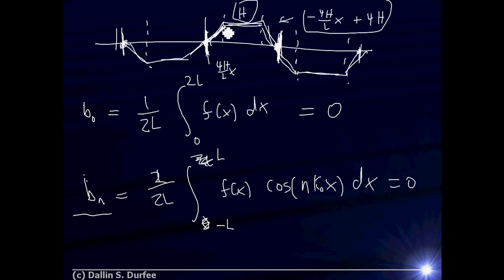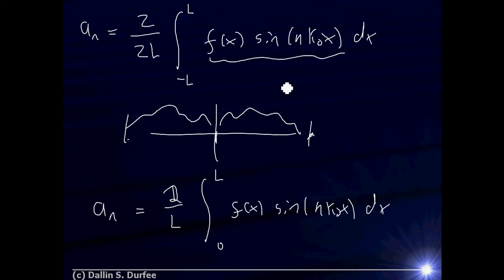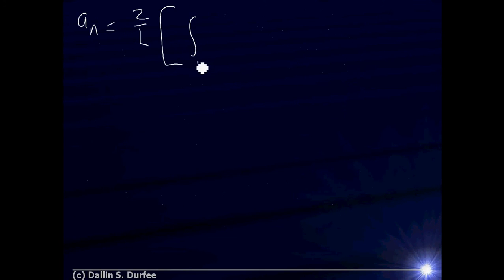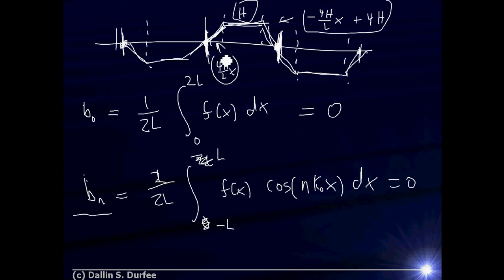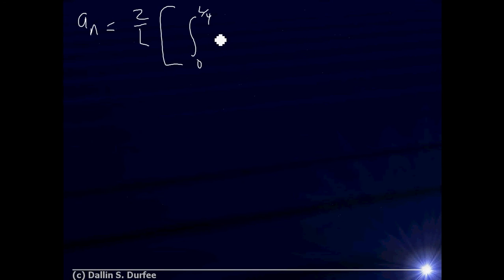This is what the function looks like here, and this is what the function looks like here. So I'll break my integral up into 3 parts. I'll integrate from 0 to L over 4, all right? And my function is equal to just 4h over L x, and then I multiply that by sine n k naught x dx.